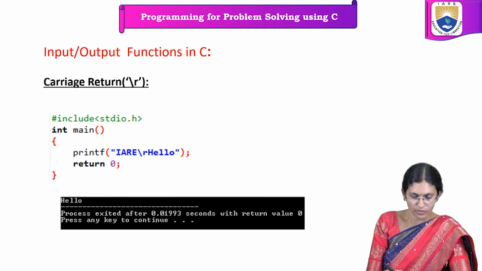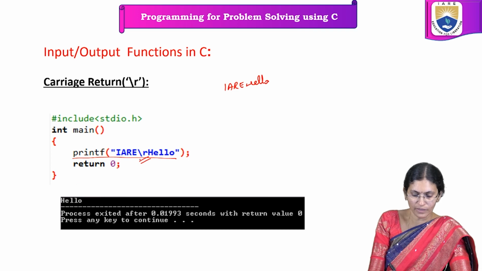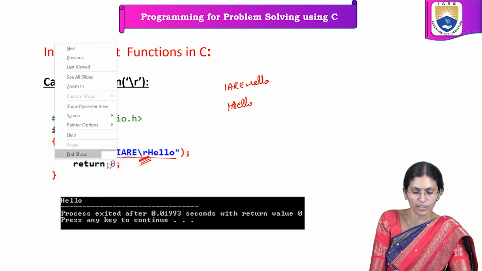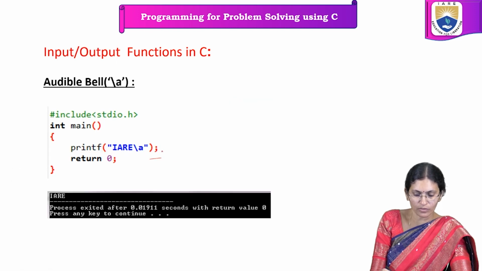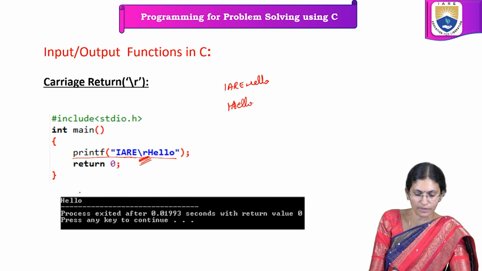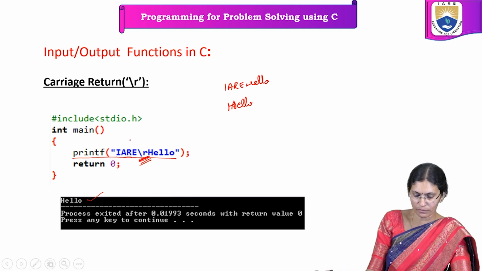Next is carriage return. So carriage return, what it does is, in the printf statement, we have used a carriage return escape sequence. So output of this without carriage return will be IARE hello. So when we introduce \r here, immediately after it will not print IARE, it will print hello. So why? Because carriage return, whenever the compiler encounters \r, the cursor will move to the starting of the line, and from there whatever is followed after this \r will be printed here. So that's why hello will be printed. So output of this program will be hello. IARE will not be printed.